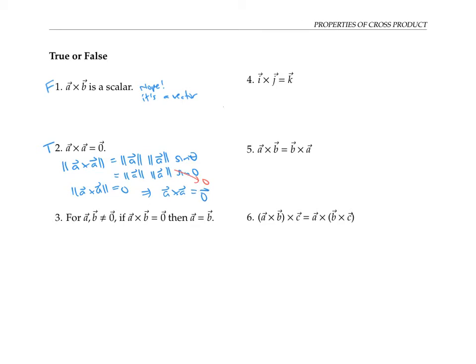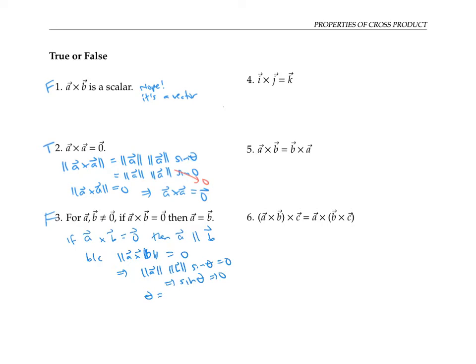The third statement is false. It's true that if A cross B is the 0 vector, then A is parallel to B. That's because the length of A cross B will be 0, which means that the length of A times the length of B times sine of theta is 0. For non-zero vectors A and B, that means that sine of theta is 0, so theta must be either 0 or 180 degrees, and the 2 vectors are parallel.